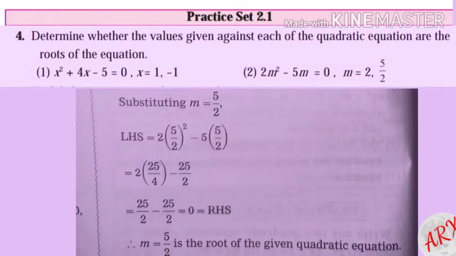Now second value of m is 5 upon 2. So after putting values, we will get 2 into bracket 5 upon 2 bracket square minus 5 into 5 by 2. So we will get 2 into 25 upon 4 minus 25 upon 2. After simplification, we will get 25 upon 2 minus 25 upon 2 equal to 0, which is equal to RHS. Hence, m equal to 5 by 2 is root of given equation.